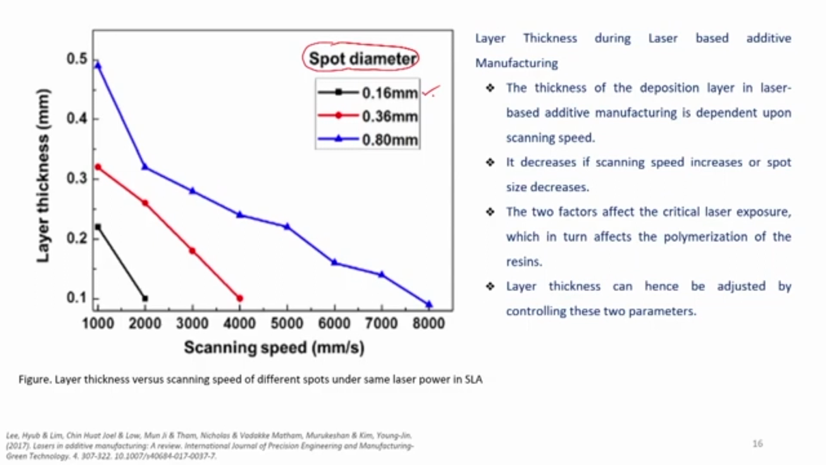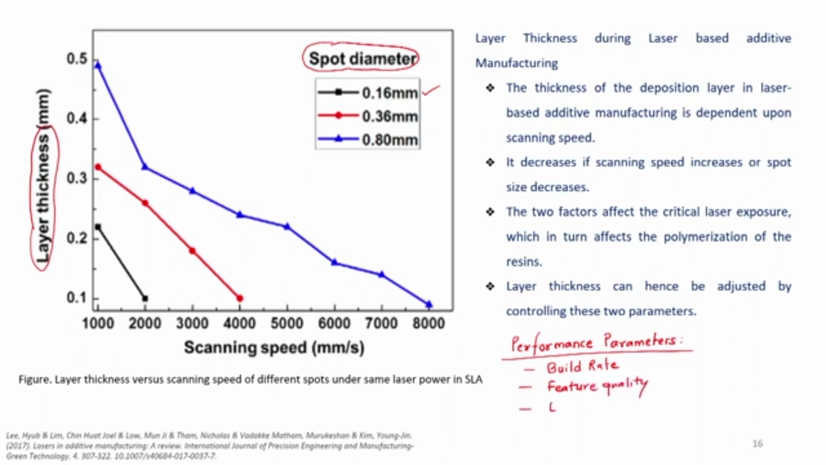The next parameter is the spot diameter. So, we will see how the spot diameter is influencing the layer thickness. So, layer thickness is a performance parameter. So, we have seen the performance parameters as far as AM is concerned. So, here we are having build rate, feature quality, and layer thickness.